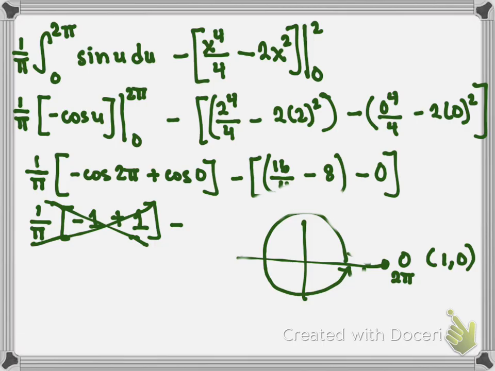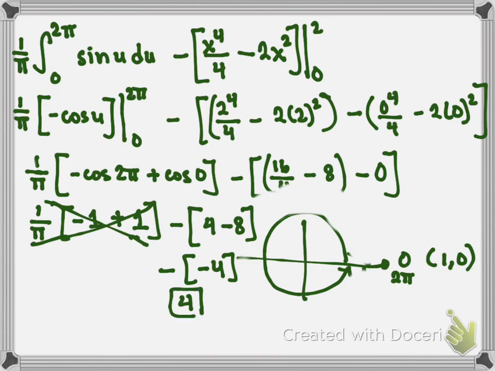I'm left with 16 over 4, negative 16 over 4. That's 4 minus 8, and negative of negative 4, or positive 4. Can I leave my answer like this? Yes.